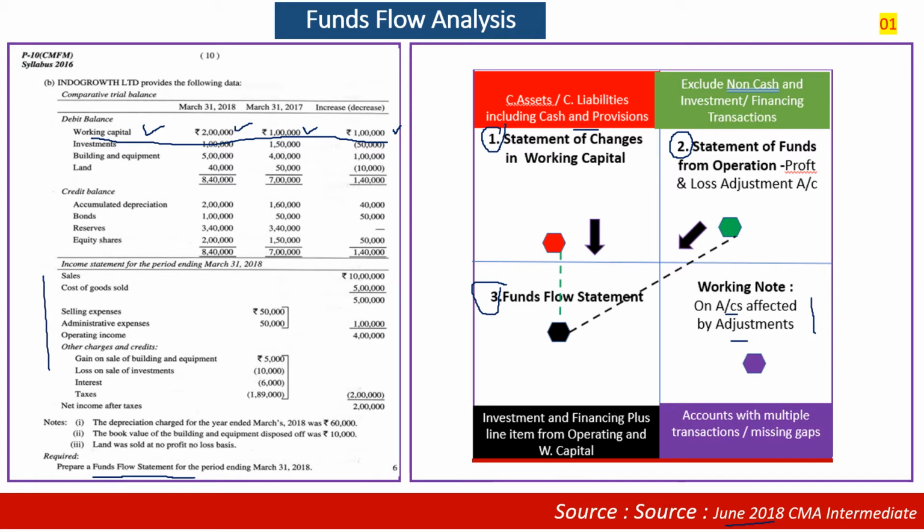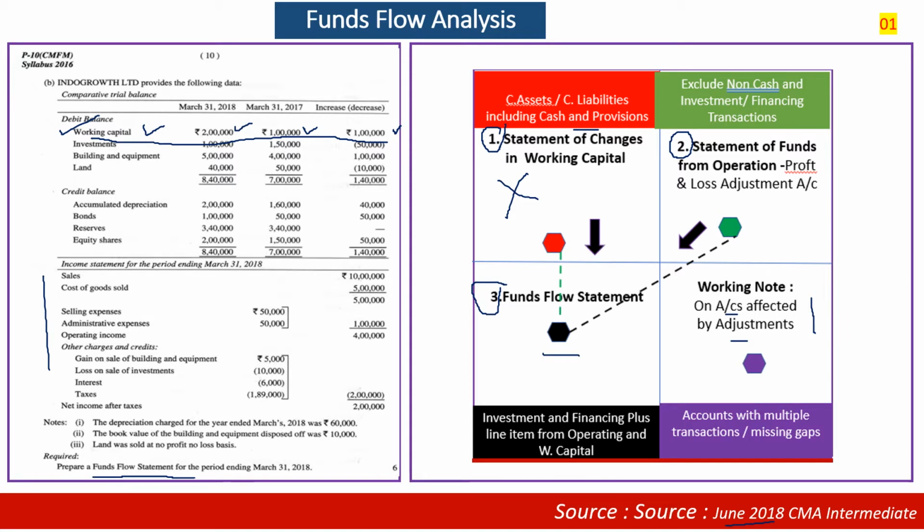What I wanted to drive home here is, for a funds flow, there are three statements to be prepared. But when the problem itself gives working capital and increase or decrease, you are not required to prepare a separate statement, because it is a one-line item. We can straight away take the item from here and adopt wherever required. Therefore, in this problem, we will be doing funds flow statement.